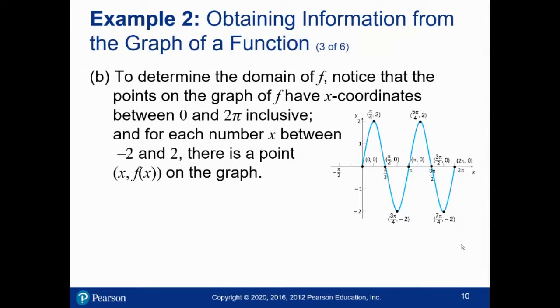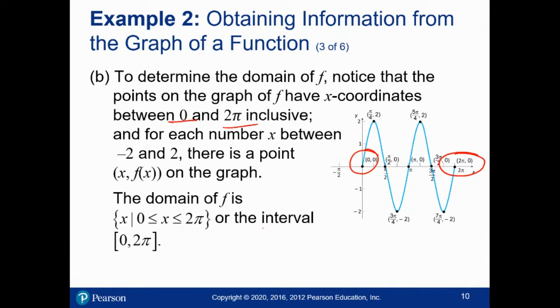Next, determine the domain. The domain is what can I plug in? And it seems to be that I can start at 0, including 0. I can go up to 2 pi, including 2 pi, and that's what I can plug in. So I'd say the domain is the interval from 0 to 2 pi, including them. In set notation, it's just all x's from 0 to 2 pi, including.